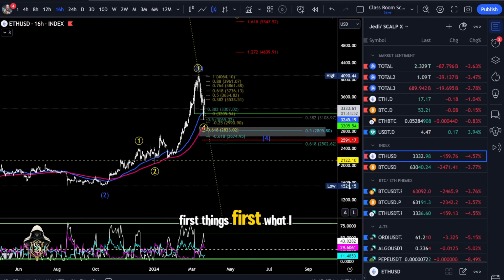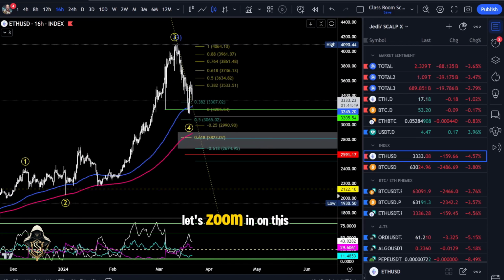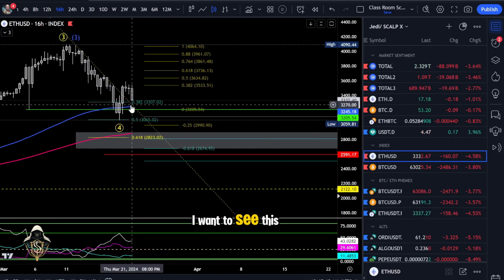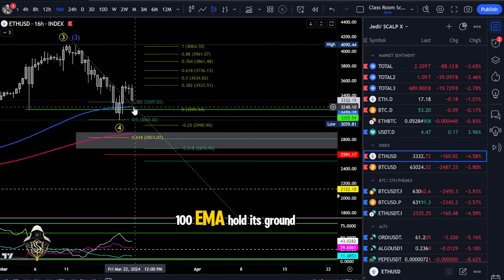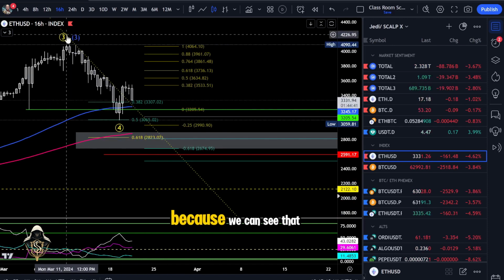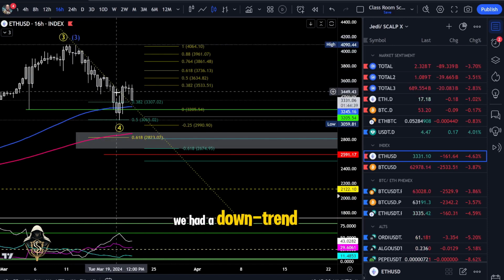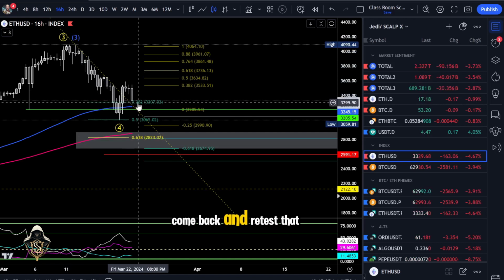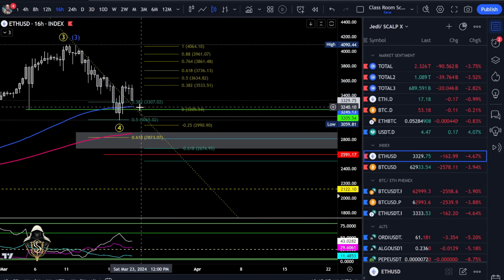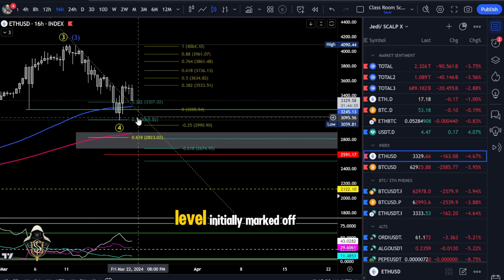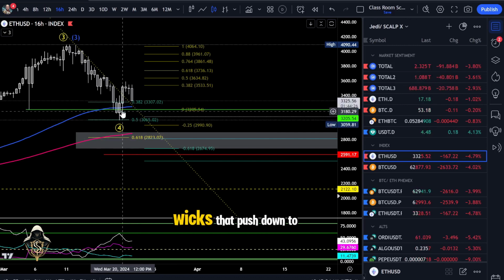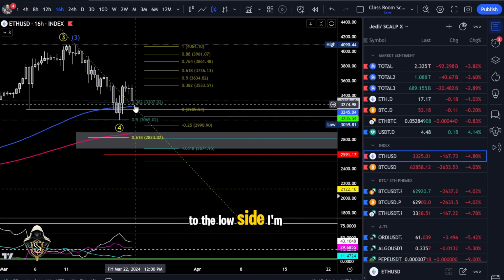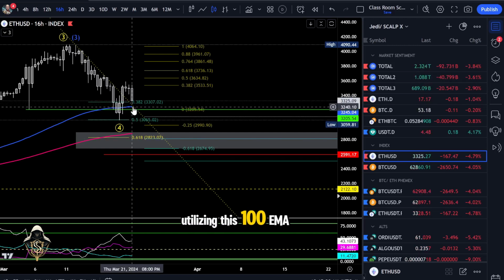First things first, what I want to see happen, let's zoom in on this a little bit. I want to see this 100 EMA hold its ground. I'm targeting this 100 EMA because we can see that we had a downtrend. We broke out of it. It would make sense to come back and retest that area. I did have a 0.382 level initially marked off, but just being that we've had some wicks that push down to the low side, I'm utilizing this 100 EMA.